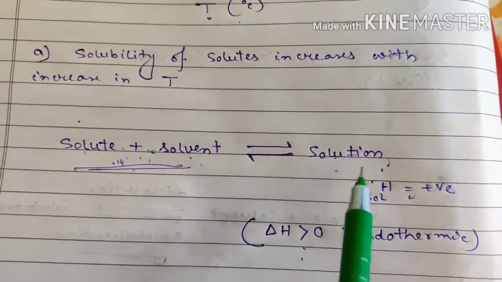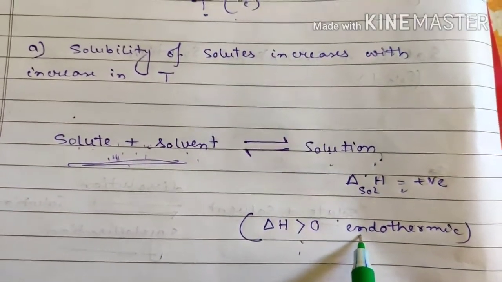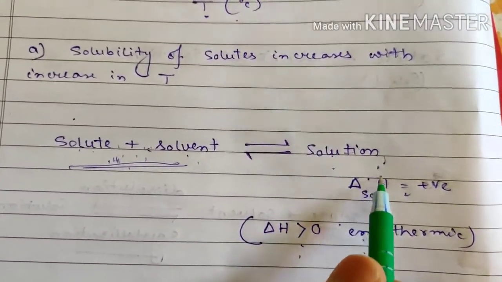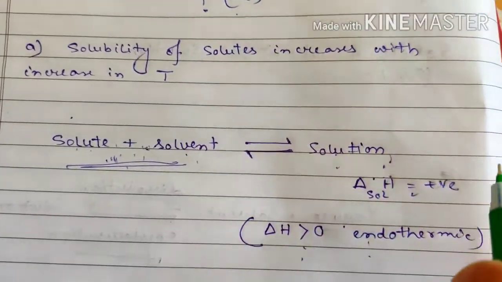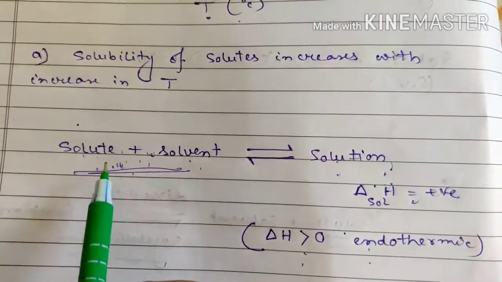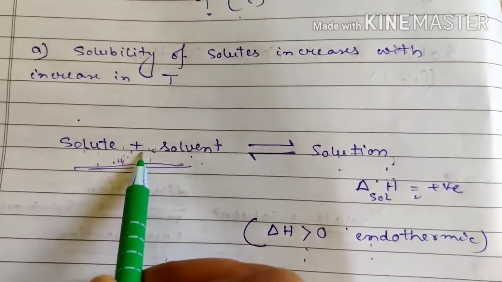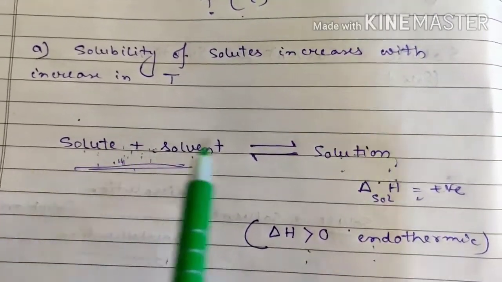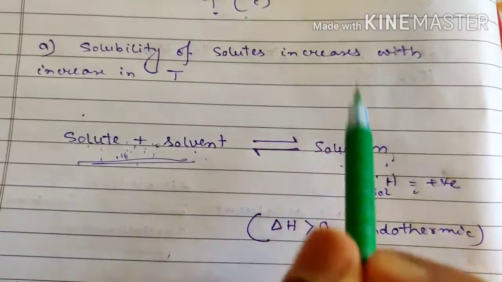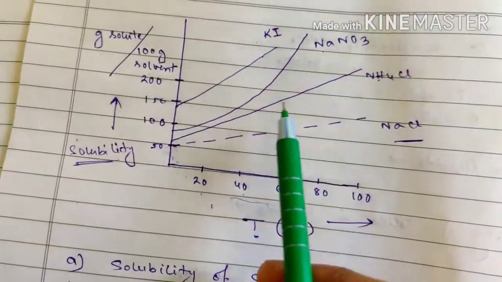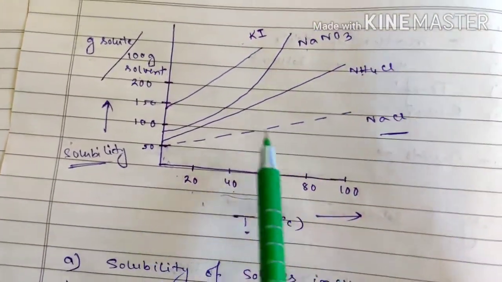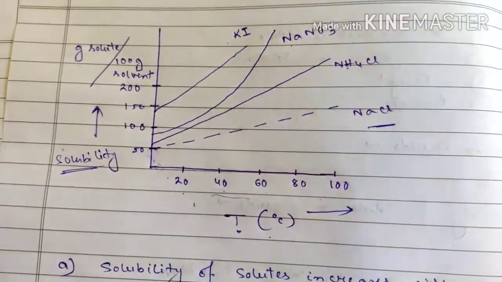Again, I would like to say, since it is an endothermic process, since this process gives rise to the absorption of heat on the right hand side, so on the left hand side, if we increase the heat, that means the increase in temperature, more and more solute will go into the solution. That is why for this kind of salts, you can see in the graph, as the temperature increases, the solubility increases.